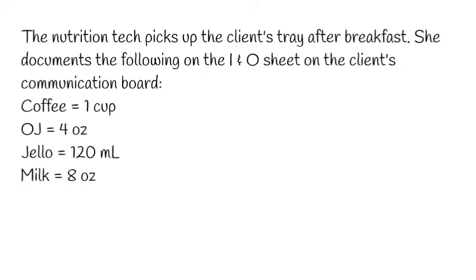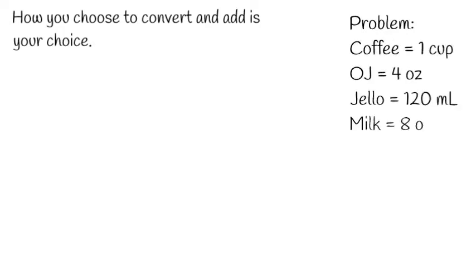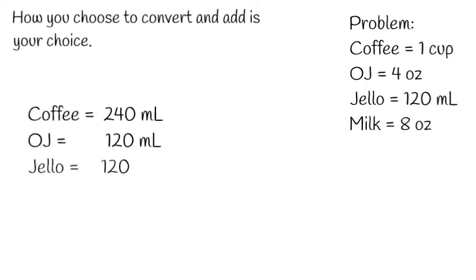Coffee is 1 cup, orange juice 4 ounces, Jello 120 milliliters, and milk is 8 ounces. I prefer to do my calculation as I go. So I would write down as I went: coffee 240 milliliters, orange juice 120 milliliters, Jello 120 milliliters, and milk 240 milliliters. I would then add that up for 720 milliliters.